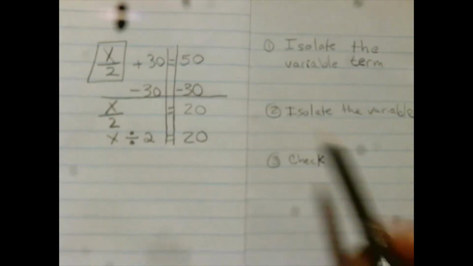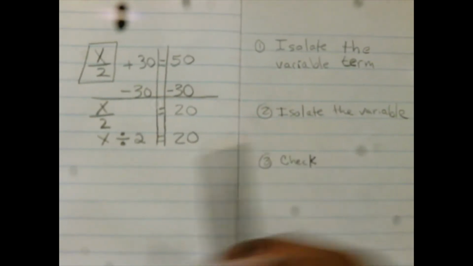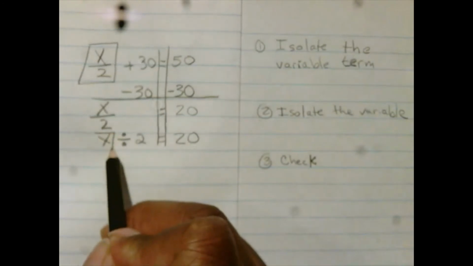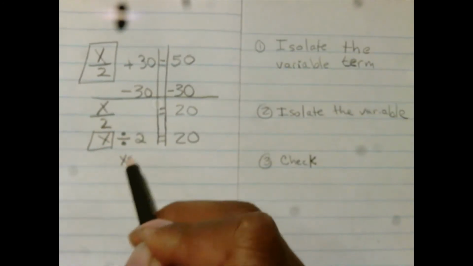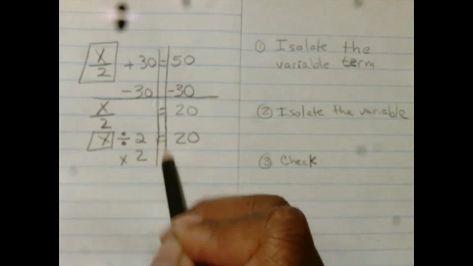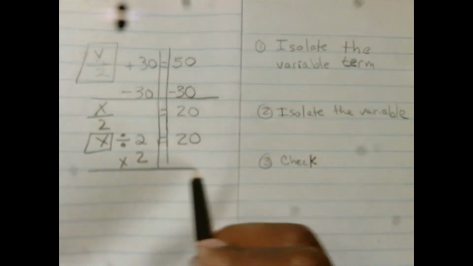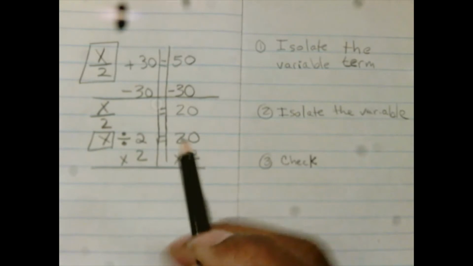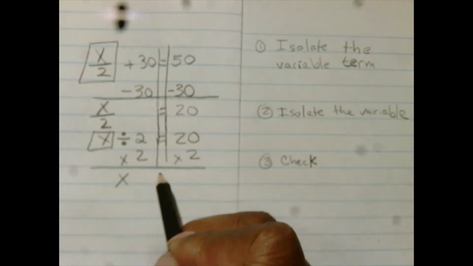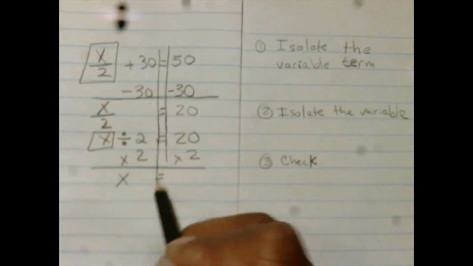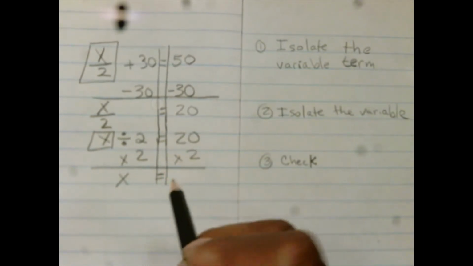So I'm going to go to step 2 now. I'm going to isolate the variable. This is my variable, so what's the opposite of dividing by 2? Multiplying by 2. Whatever I do to one side, I'm going to do the other. So x equals 20 times 2 is 40.